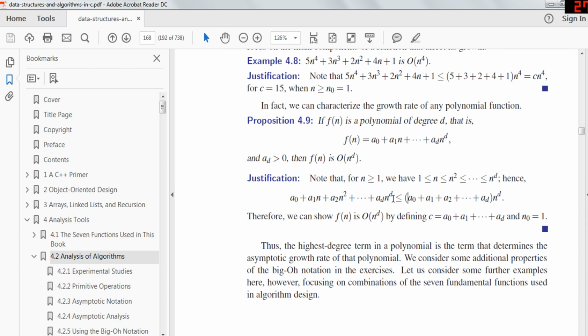No, my bad. Okay. So what does this mean? This is basically saying if you take any equation, and then you add up all the coefficients of that equation multiplied by the last power, n to the highest power, it is always going to be greater than or equal to the original equation. That's all they're saying.